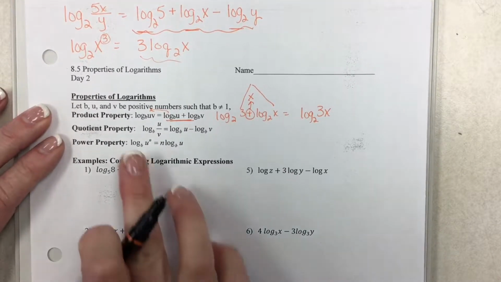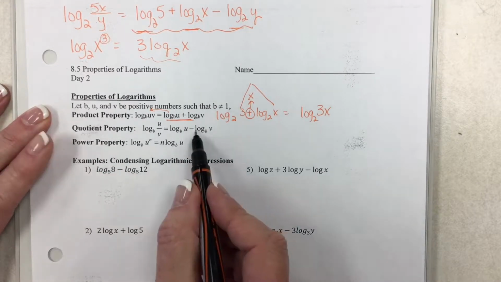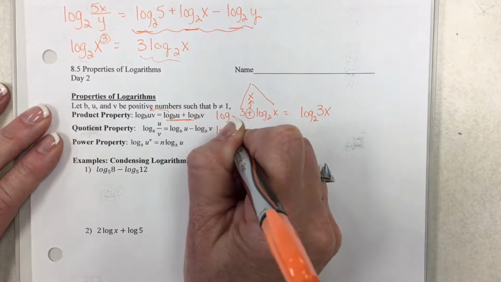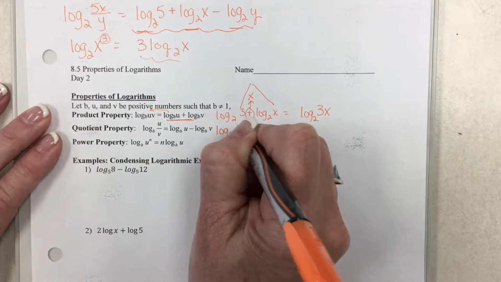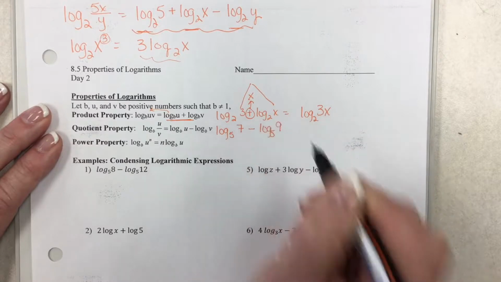All right, now let's look at the quotient. And we're going to be doing a ton of these. Well, okay, not a ton, that's an exaggeration. But we're going to be doing quite a few of these, and I think by the end of this sheet, you'll start getting the hang of it. Quotient. Let's say I've got log base, let's change the base to 5. Let's say I've got log base 5 of 7 minus log base 5 of 9.